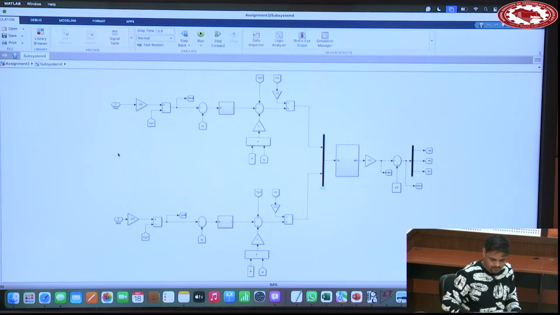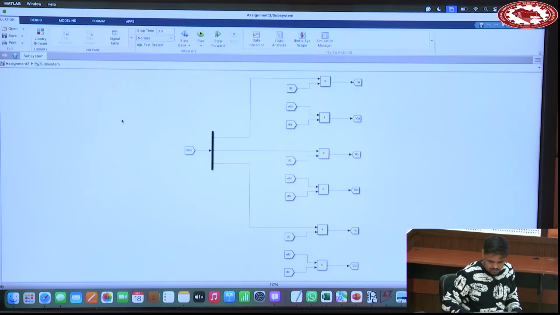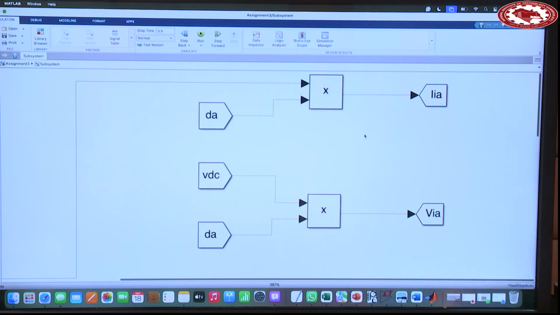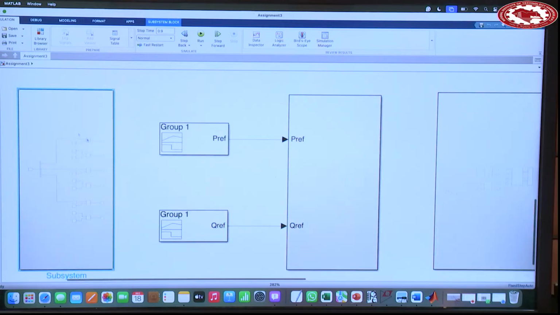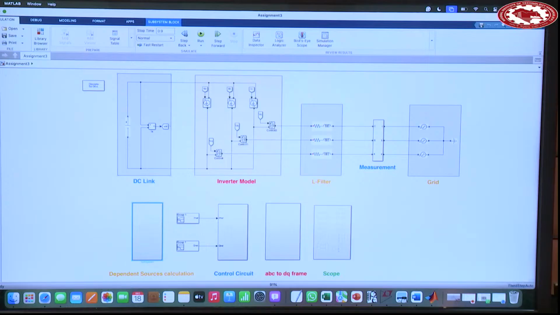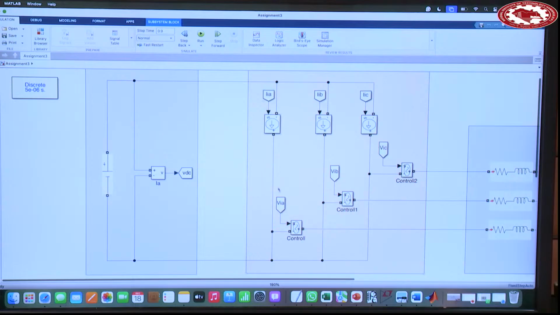Okay. Now for phase A, current control, what is the source? Current controlled, no, voltage controlled, no, current controlled current source, right? What is the value? DA times IA, so DA, IA is coming. What is the voltage value? DA times VDC. So DA VDC. This VIA and IIA should be given to phase A. Similarly for the others, this is generated, this is generated.